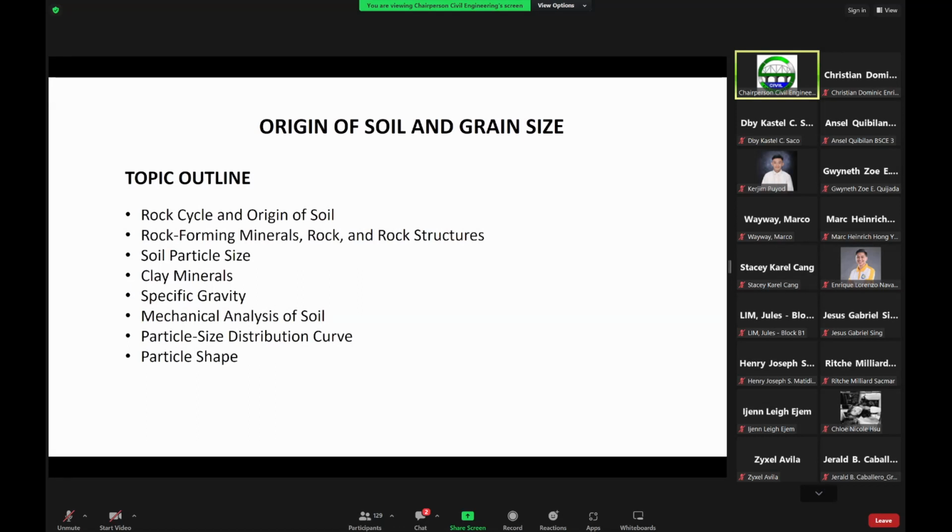If you try to recall in your subject strength of materials, there you have a topic on Mohr's circle. I think in strength of materials, you might not yet appreciate the purpose or the use of the Mohr circle. That's basically used to determine the shear strength of a soil material. In this case, we normally consider the Mohr-Coulomb failure criteria.